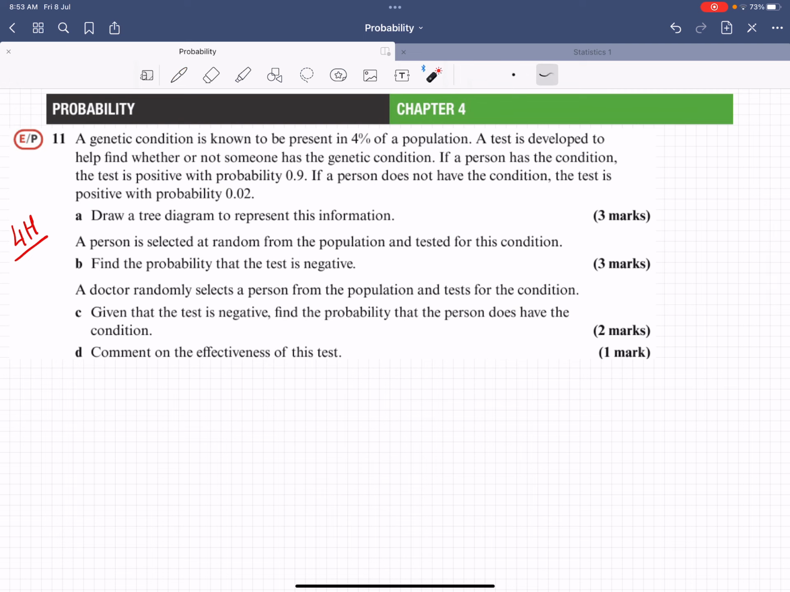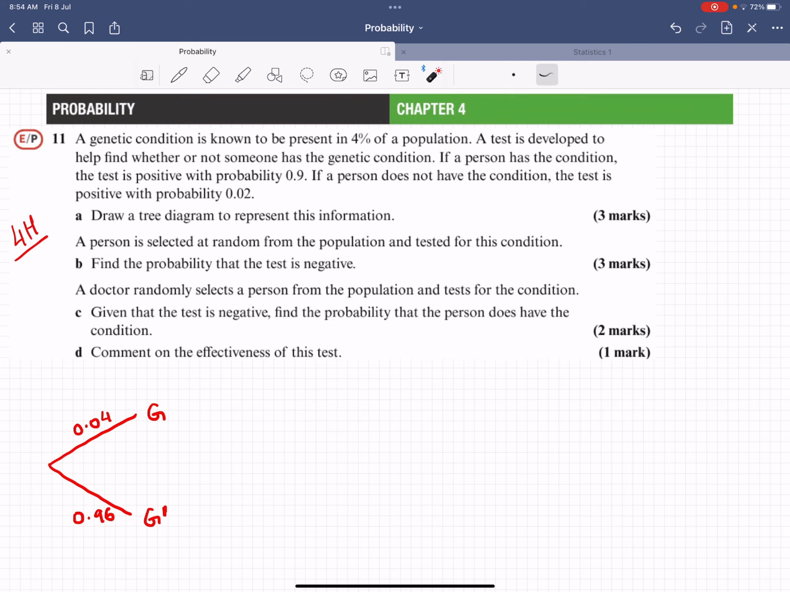So the first part of the question says that the probability of a genetic condition being present is 4%. So let's write, if we have a tree diagram, the probability that a genetic condition is present is 4%. So 4% will be 0.04 in terms of probability. Therefore, the probability that the genetic condition is not present, G complement, will be 1 minus 0.04, which is 0.96.